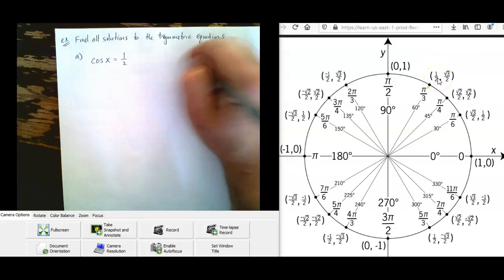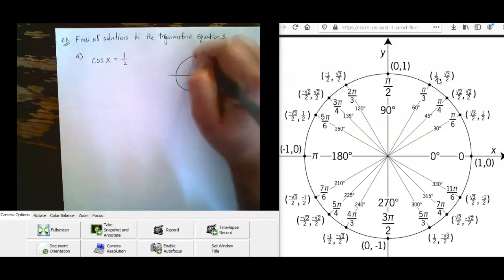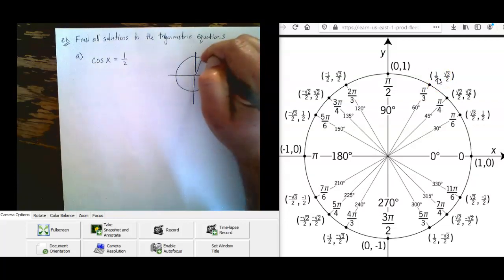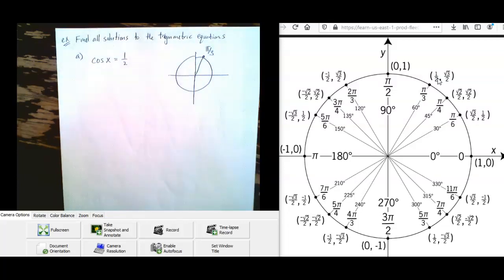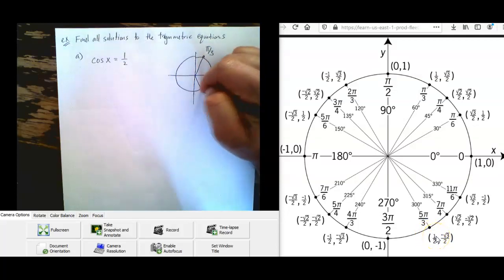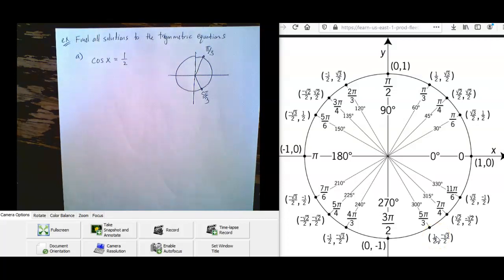So I'm going to draw just a generic unit circle here and mark my location. Pi over 3 is right there. And then where do we see it happen again? Well, that would be negative 1/2, so we don't want that. Negative 1/2 here, we don't want that. Positive 1/2 is what we're looking for. So the next time the cosine is 1/2 is at 5 pi over 3. That's in the 4th quadrant down here. 5 pi over 3.